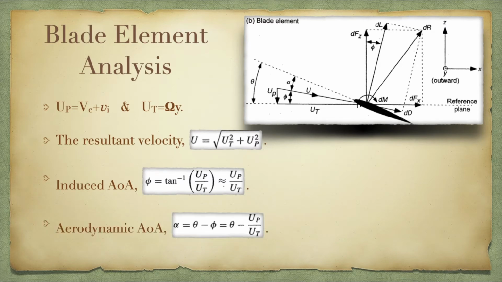Thus, if the pitch angle at the blade element is theta, then the aerodynamic or effective angle of attack is alpha. That is, alpha is equal to theta minus phi, which is equal to theta minus UP by UT.